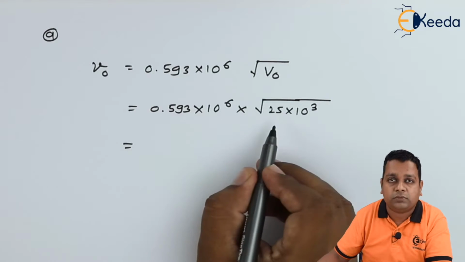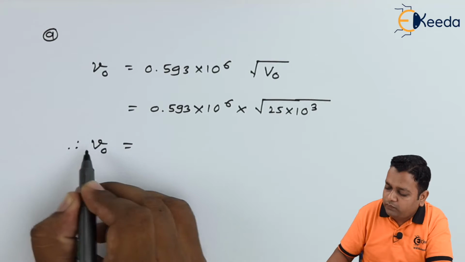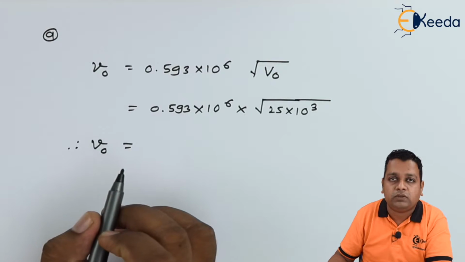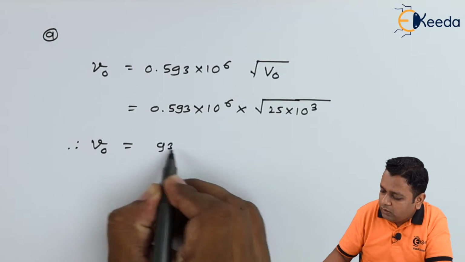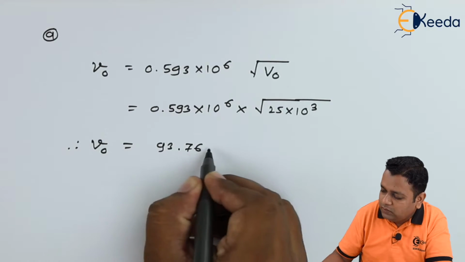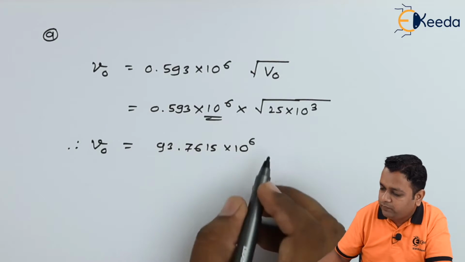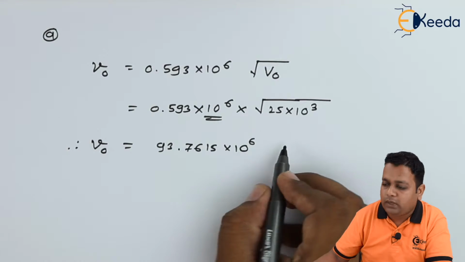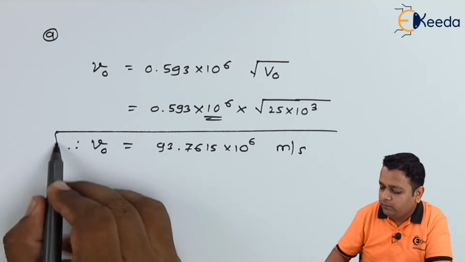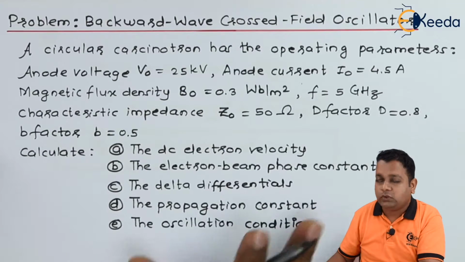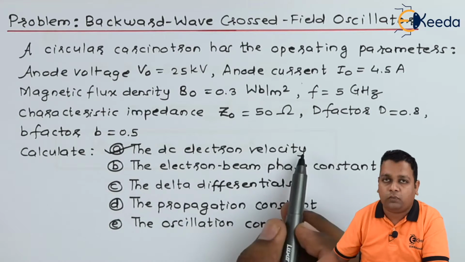Now we have substituted the values, and the answer for the DC electron velocity, the velocity of the electron beam here, will be computed as 93.7615 into 10 raised to power 6 as it is. The unit of measurement should be meter per second. So I outline this answer. For the given carcinotron, we have computed the DC electron velocity.